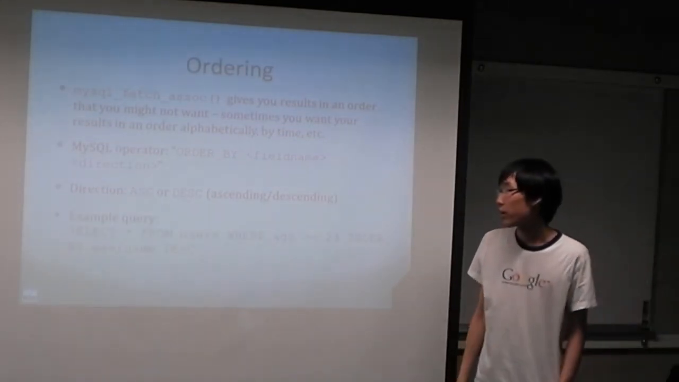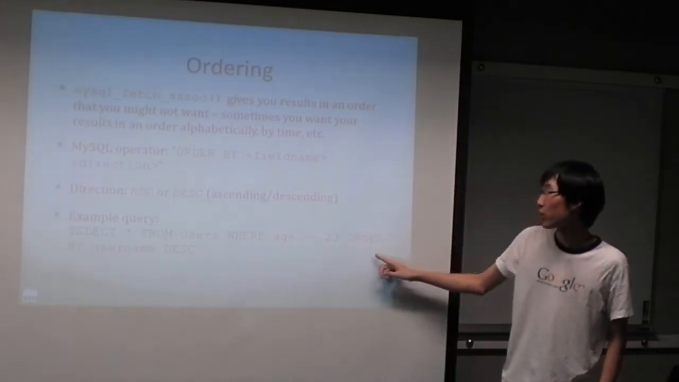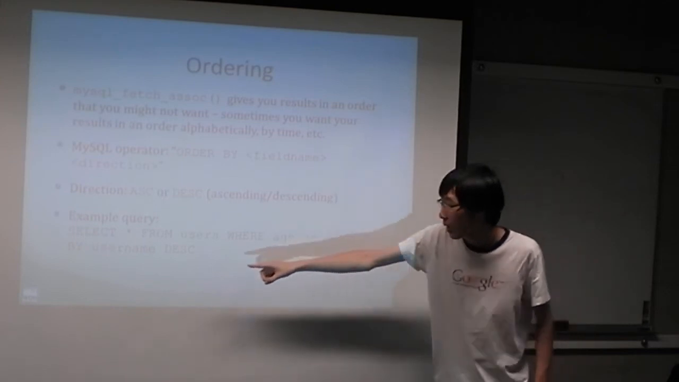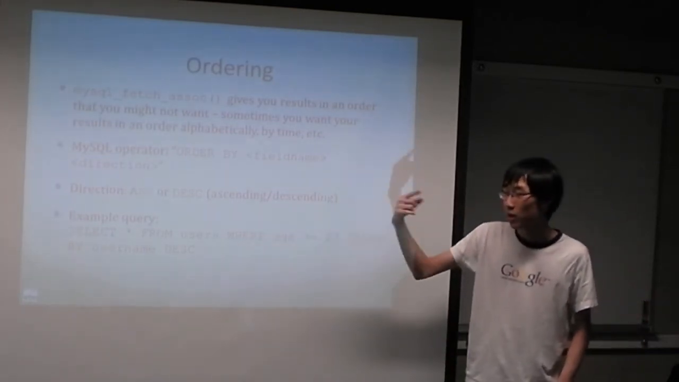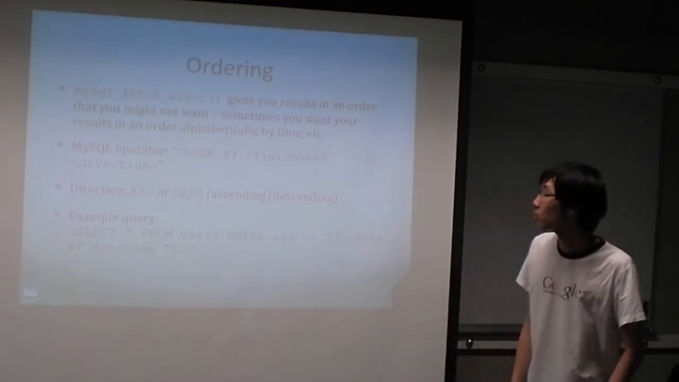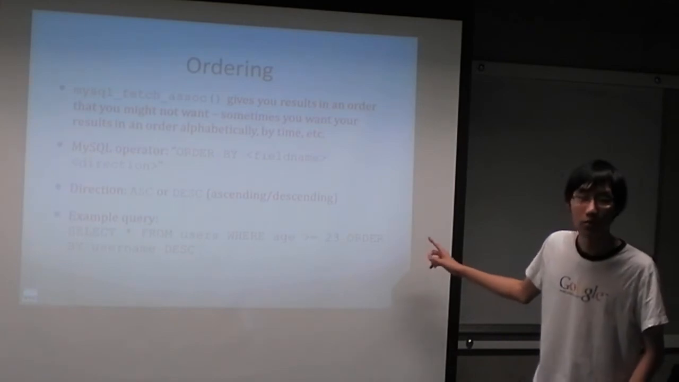And here's an example query. For example, if I want to select from users where age is greater than or equal to 23, order by username DESC, so order all my usernames in reverse alphabetical order. Are there any questions?